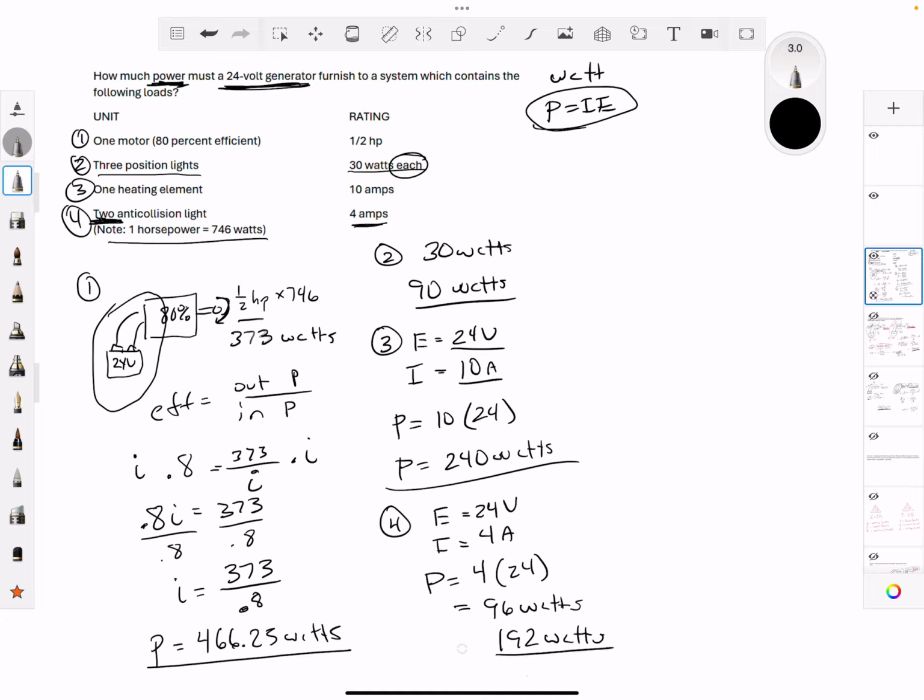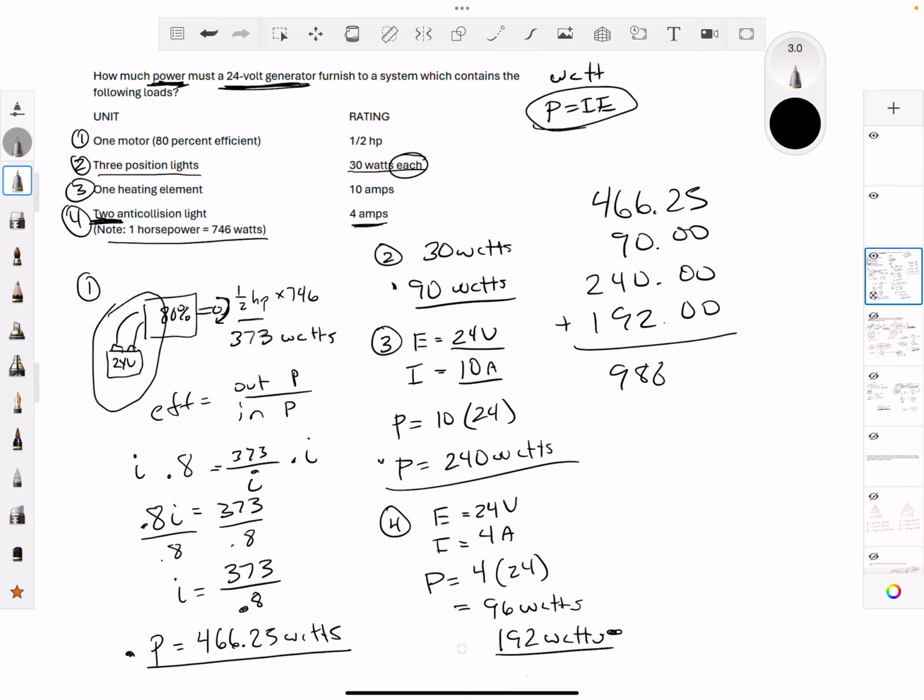All right, so now we have all 4 of these loads that are using up power from the generator. We're just going to total them up: 466.25 plus 90 plus 240 plus 192. We just add those up, and that's going to be the total power that is supplied by that generator, and the answer is going to come out to 988.25 watts.